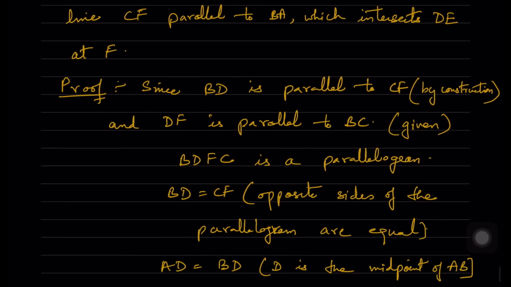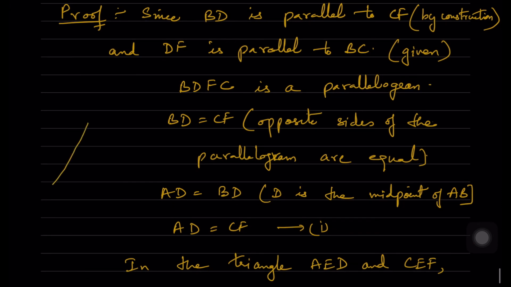If you draw the triangle here once again, you get it this way: A, B, C, this is D, and the straight line D, E, F. Now opposite sides of a parallelogram are equal, so DF is equal to BC, and AD is equal to BD. It is given to us that these two are equal, and also AD is equal to CF. Since D is the midpoint of AB, this part is also equal.